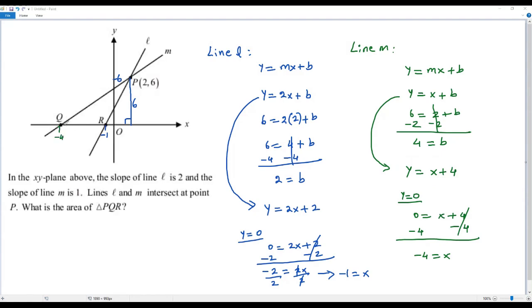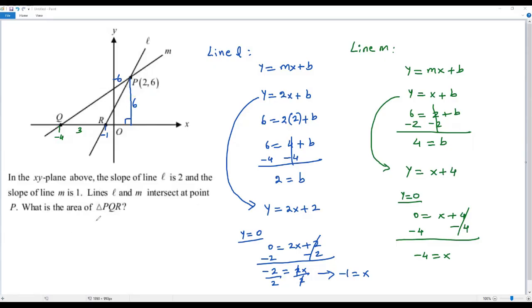Already we know that this line segment QR represents the base of the triangle PQR. Now to get the length of this line segment QR, that is the base of the triangle, we have to get the distance from this value negative 1 to negative 4, that is 3 units. Therefore, the base of the triangle is 3 units. Already we have the height of the triangle, that is 6.